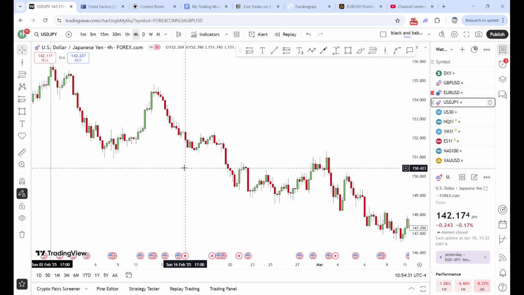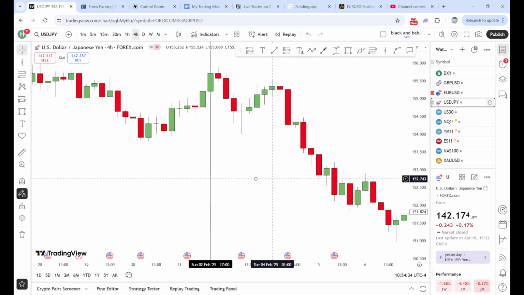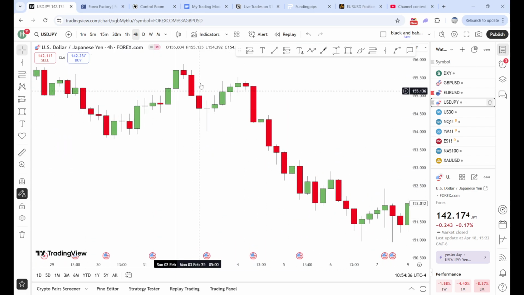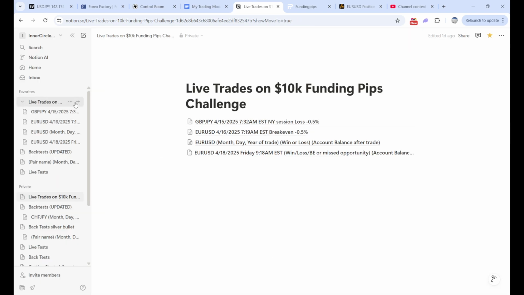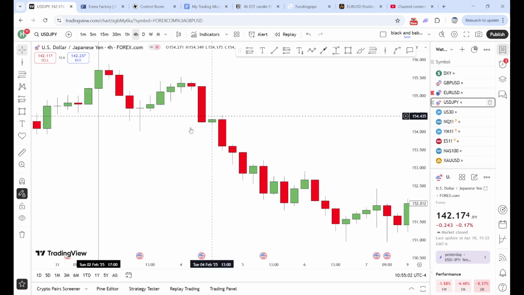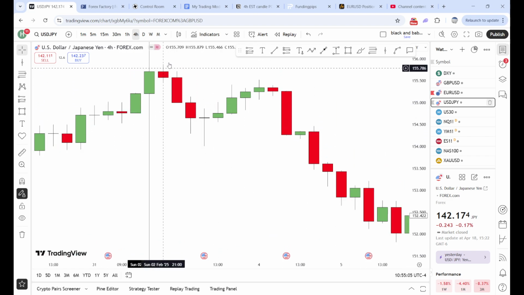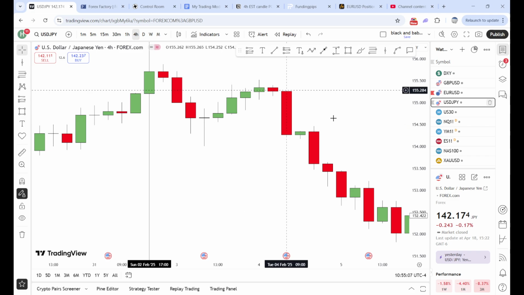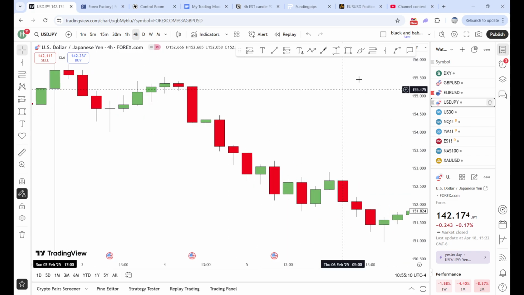So from here, what we want to see is, if we go back in this area right here, I'm actually going to open my Notion trading journal, and I am going to create an empty page. I'm going to call it the 4 hour EST candle power of 3 setup. That's what this is. That's what we caught yesterday actually. So right here, let's just say that we start from right here.